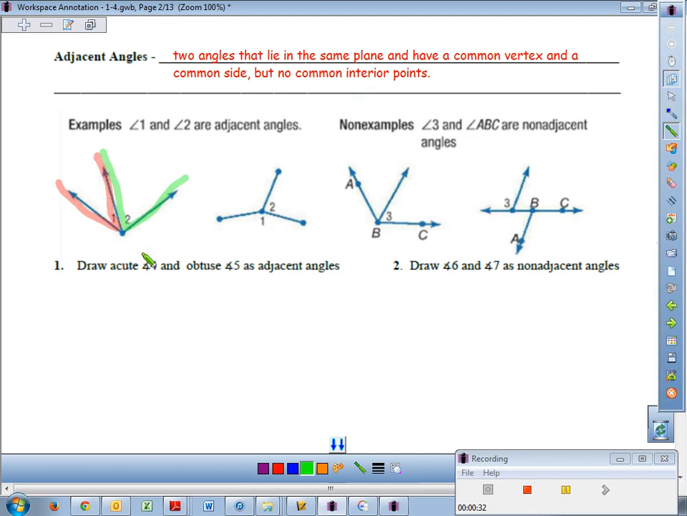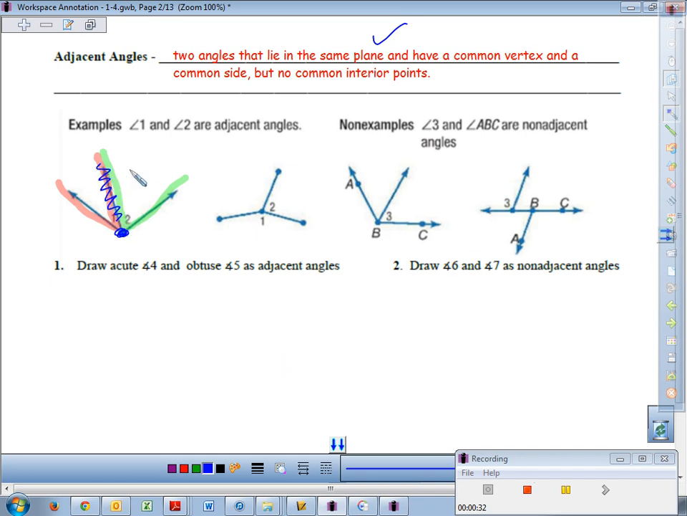First of all, they're in the same plane. We'll always assume that unless they show us three-dimensional pictures, but we're in the same plane, so check. Do they have a common vertex? Isn't that point the vertex of both of them? Do they have a common side? It's important to know what sides of an angle are. Isn't that the rays that make up the angle? Did I highlight one of those rays, both green and red at the same time? That'd be this one right here. Isn't that common to both of them?